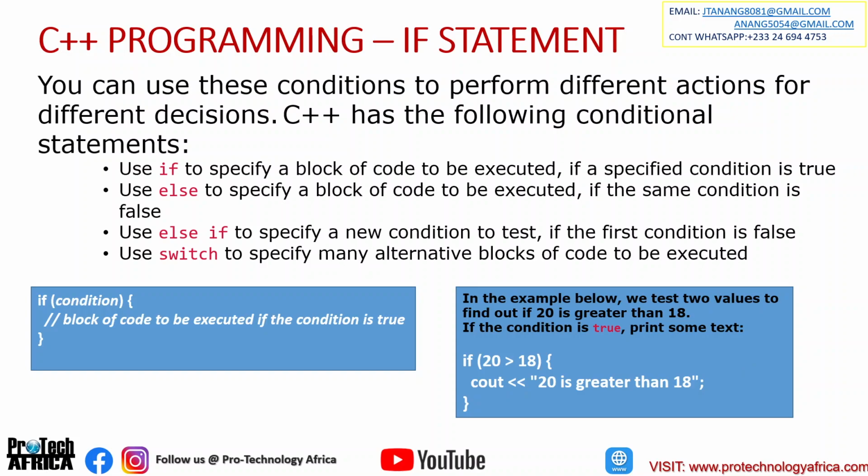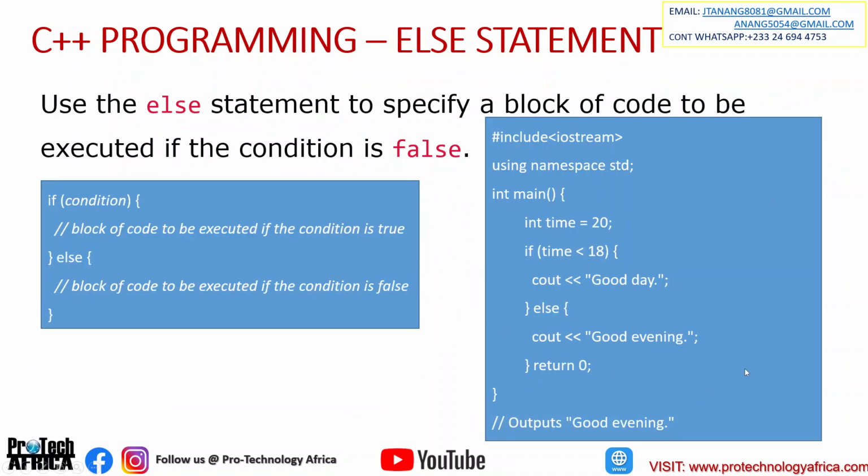Maybe we'll talk about the second aspect, which has to do with the if else. So let's proceed with that. It says to use the else statement to specify a block of code to be executed if the condition is false. So over here, if the condition of the if statement is false, then it comes to execute that of the else statement.